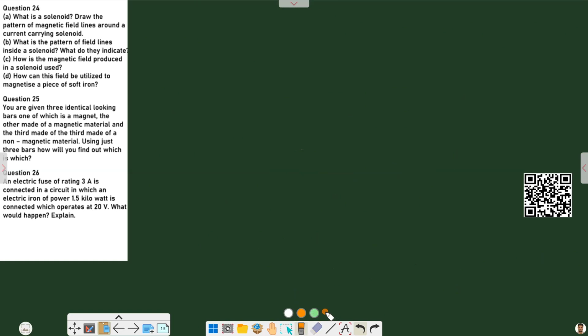So let us move to question number 26. An electric fuse has a rating of 3 ampere. So maximum value of current is given 3 ampere. It is connected in a circuit with an electric iron. So we have power and electric iron. Its power rating is given 1.5 kilowatt.